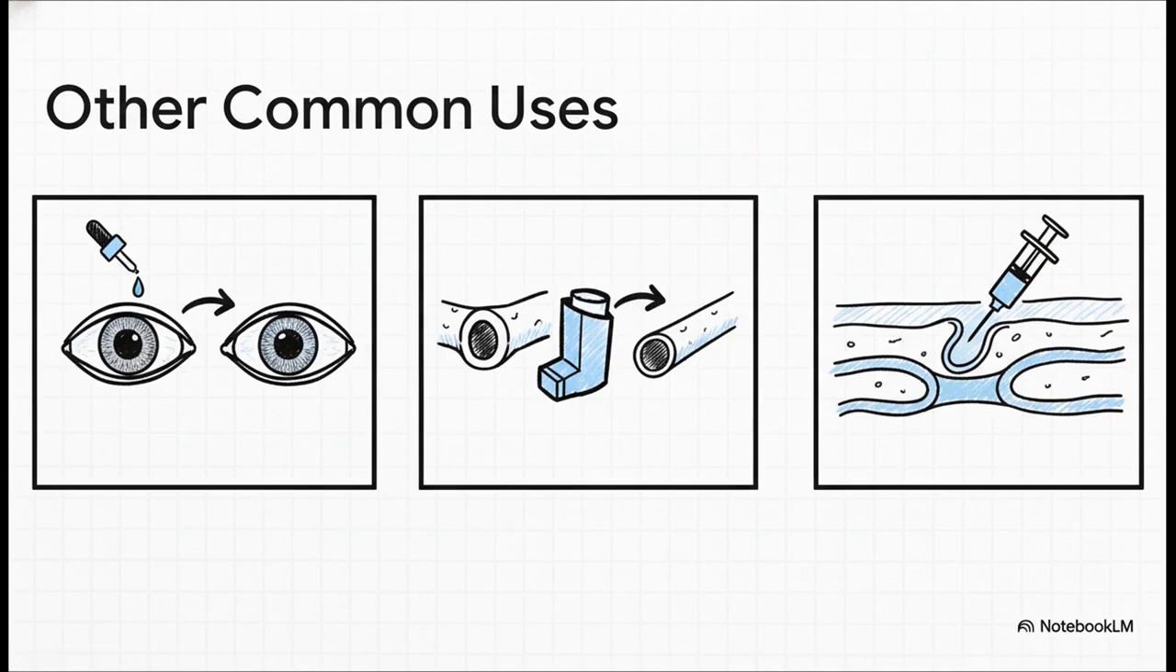And the list of uses just keeps going. We use phenylephrine eye drops to dilate pupils so we can get a good look at the fundus. For asthma patients, we use selective beta-2 agonists like salbutamol to open up their airways. We even add a tiny bit of adrenaline to local anesthetics. Why? It constricts the blood vessels right there at the site, so the anesthetic stays put for longer and there's less bleeding. Pretty clever, isn't it?